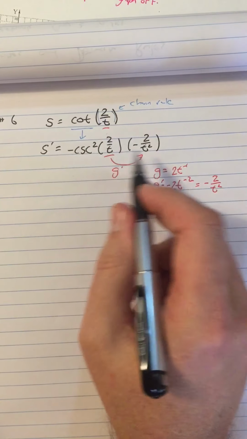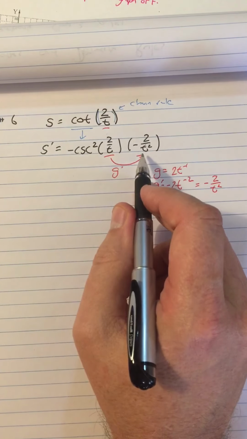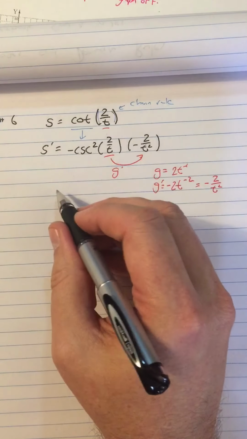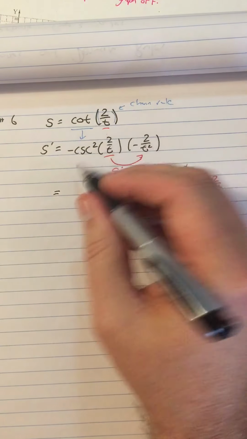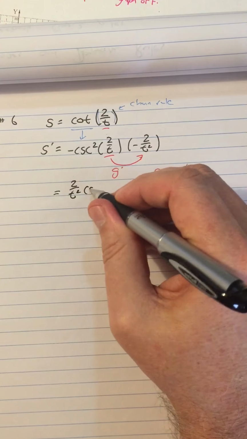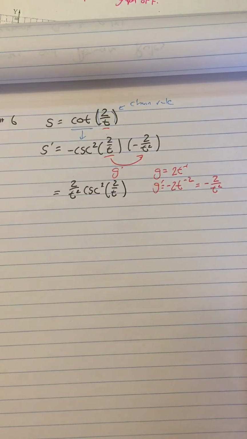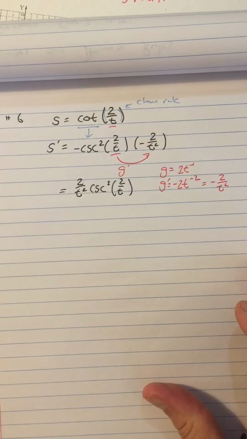These two cannot combine in any way because I'm taking the cosecant of this, but not this. However, the negative can come out to the front, and most people would write the 2 over t squared in the front, although that doesn't really matter. Cosecant squared of 2 over t, and that's your simplest form for that one. All right, that's number 6.